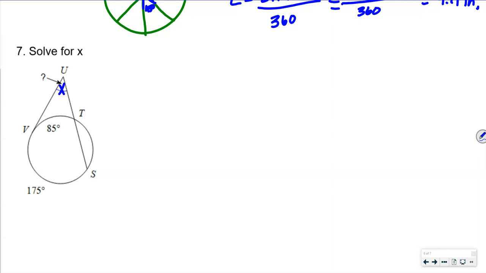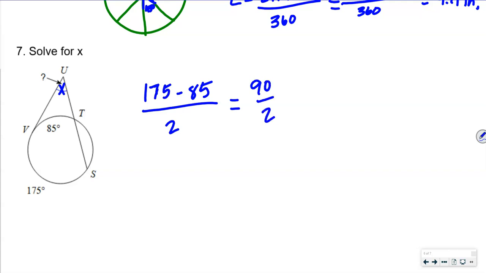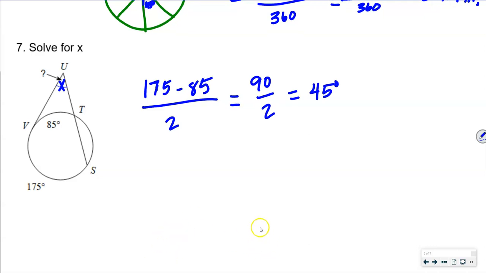So we're going to do outside minus inside, 175 minus 85, and then we're going to divide that by 2. So 175, y'all. 175 minus 85 is 90, right? So then we're going to take that 90 and divide it by 2, so our angle is going to be 45 degrees. Outside minus inside arc divided by 2 equals the angle, okay?